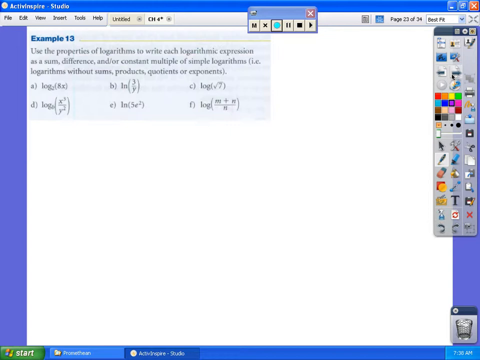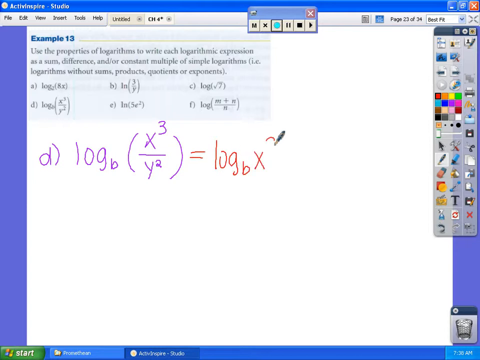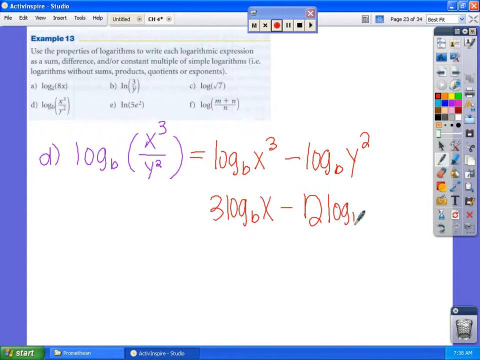So let's look at letter D. Log base b of x cubed over y squared. So the fraction would be the primary operator. A fraction means I can subtract, and I would use the same exact base. And then the exponents can come in front. Oopsie, that's supposed to be a 2. There we go.